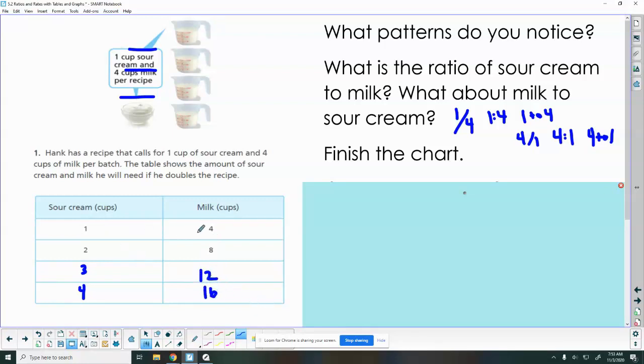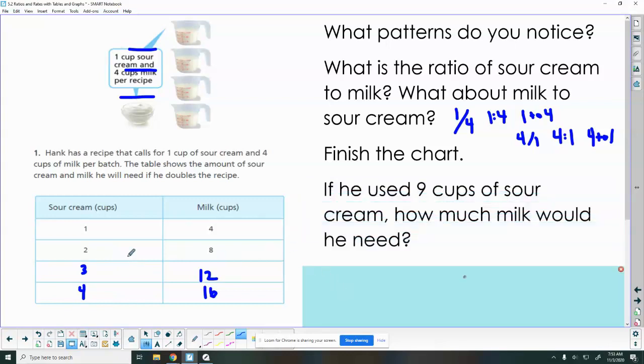And I can even check. I said I had to times by 4. 2 times 4 is 8. 3 times 4 is 12 because I need 4 times the amount of milk. And 4 times 4 is 16. I could go backwards and divide by 4 to make it 4 times smaller. I can check this way. To get to 1 to 3 is times by 3. 4 times 3 is 12. 1 times 4 is 4. 4 times 4 is 16. So lots of ways to figure those out, but it should follow those same patterns.